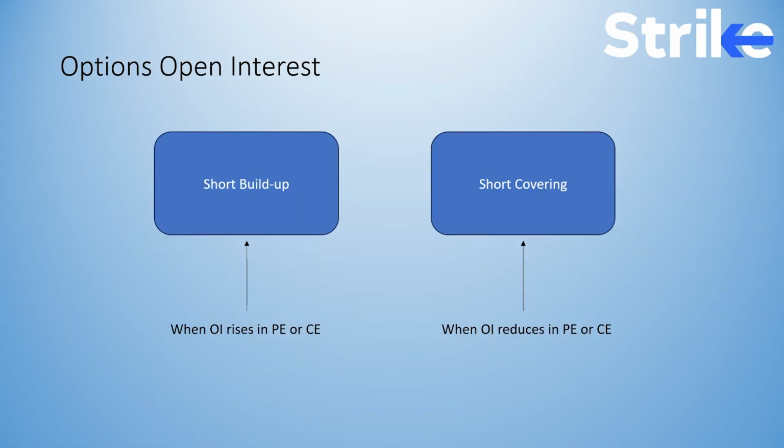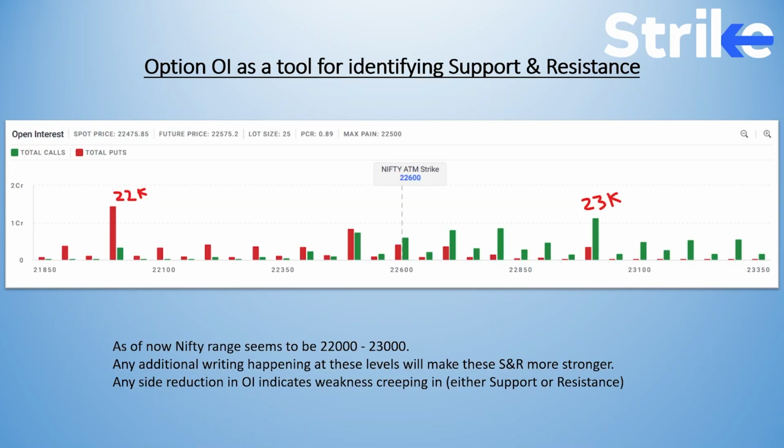Now let us touch upon some basics of options open interest. Options open interest is the number of outstanding contracts written on a particular strike price of any stock or index. As you know, options open interest has only two stages, the short build up and the short covering. When open interest rises in any strike price, be it a put or a call, we call it short build up. And when the open interest reduces, it is short covering. The strikes with maximum open interest act as support and resistance.